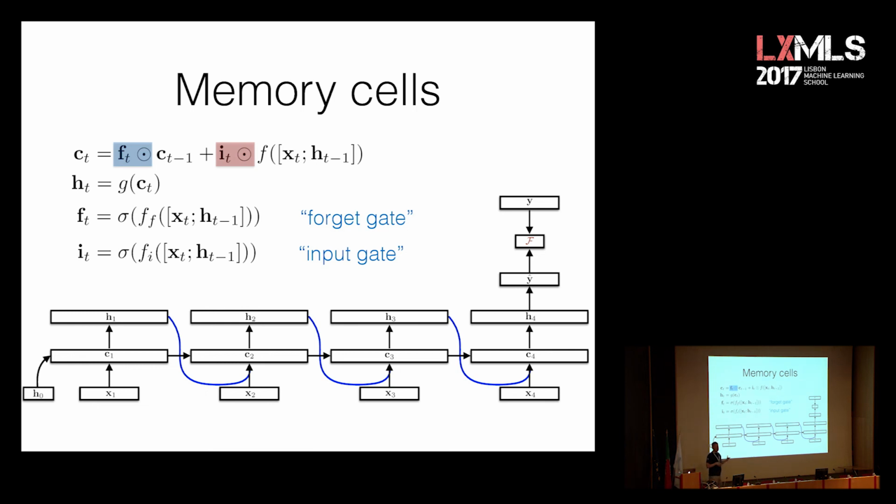How do we know whether we want to remember or forget something? Well, we're going to learn that function, f of f. The model's going to learn what to forget.